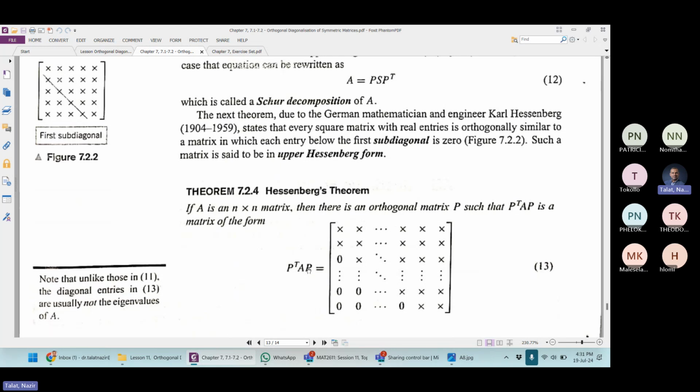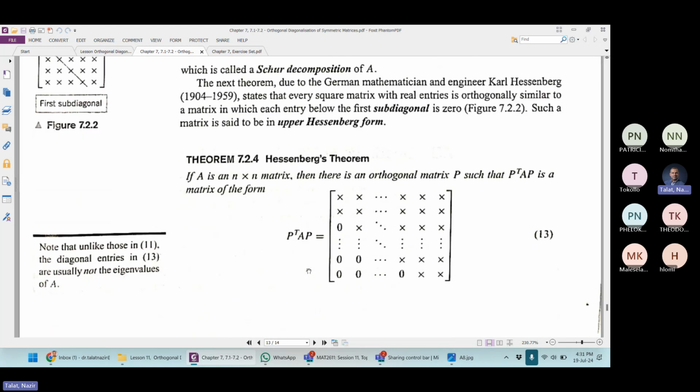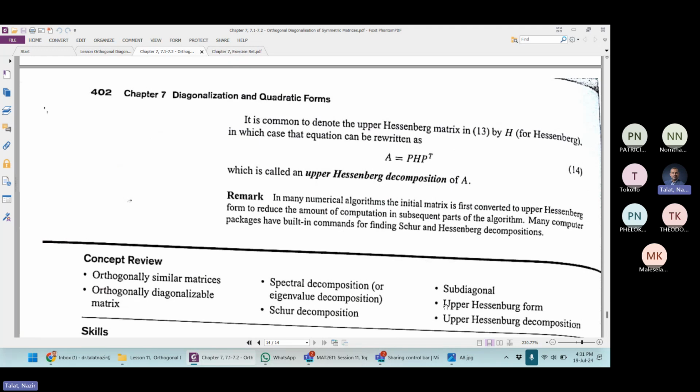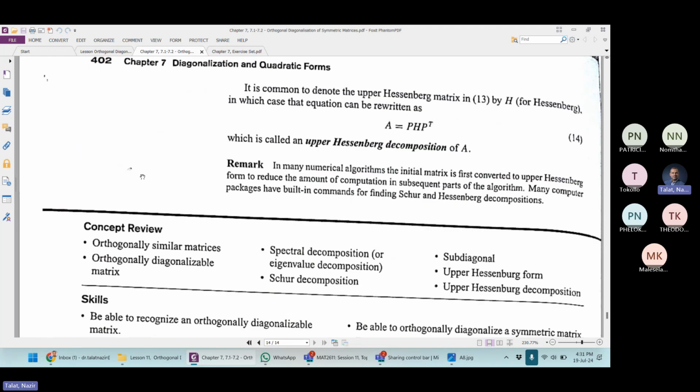And also there is the Hessenberg theorem, which states the same: that we can obtain this type of form when we take P transpose AP. So we will again get this kind of form of a matrix. These are the results about that.